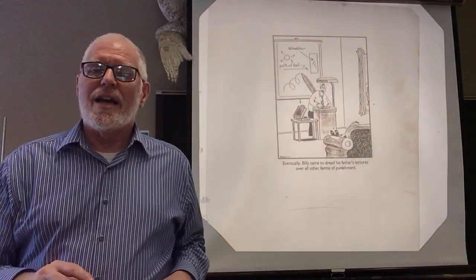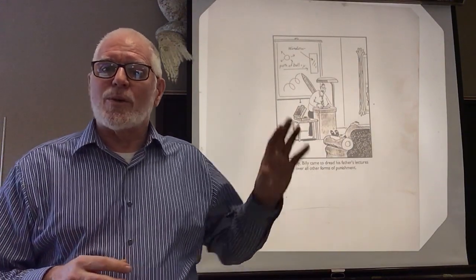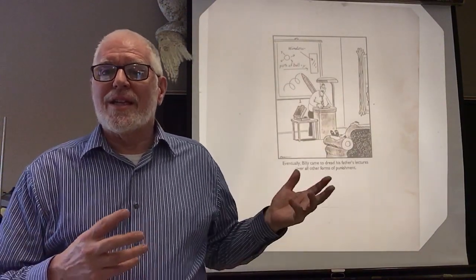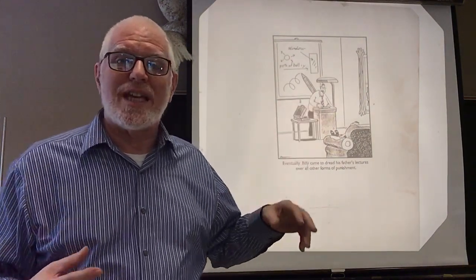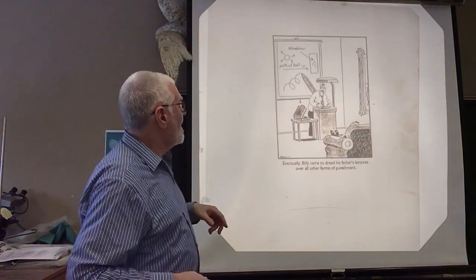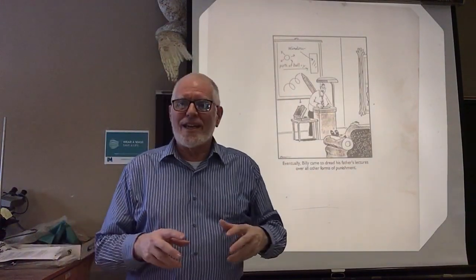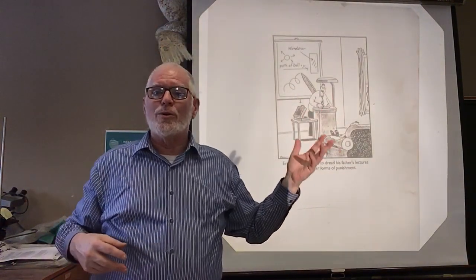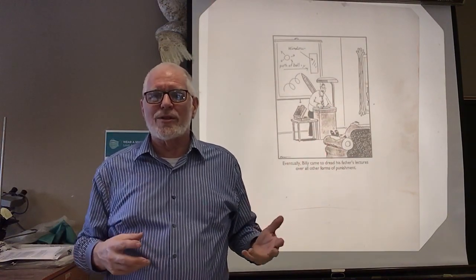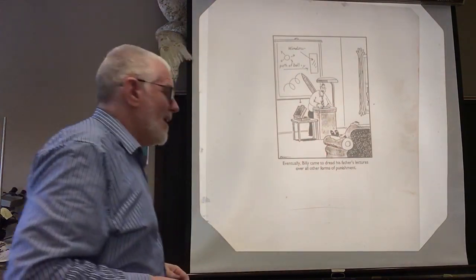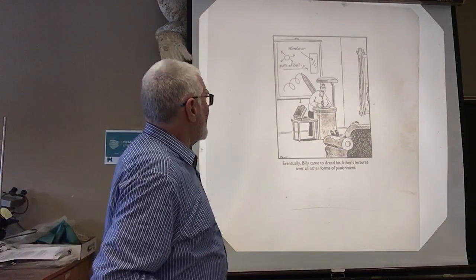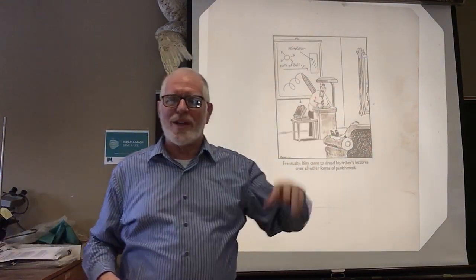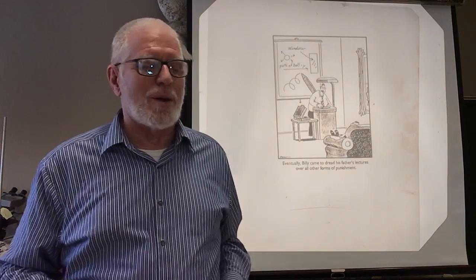Now, a lot of times I'll start a lecture with a cartoon. On the screen, you probably can't really read it. Hopefully you can see it. It's a guy with a tie sitting at an overhead projector. That's what I use to do the lectures. And underneath it goes, "Eventually, Billy came to dread his father's lectures over all other forms of punishment." And he's diagramming things about the path of the ball in the window and all. You can pretty much figure out what Billy's in trouble for.